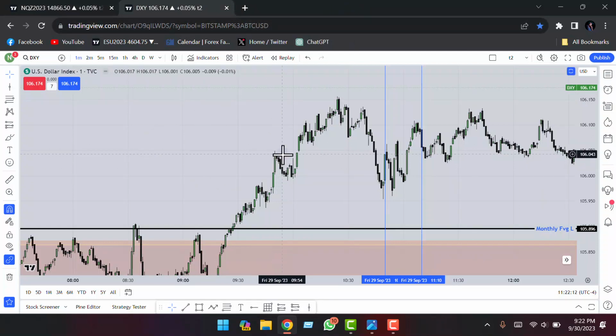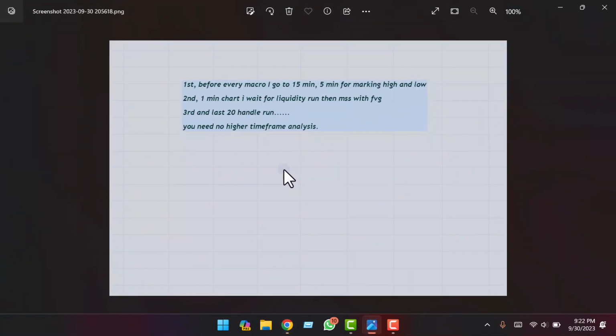Wait, before going over there, I would like to show you something. When the macro starts, before every macro, I first go to the 15-minute chart and mark the swing high and the swing low. As you will see from my rules, you have to mark your swing high above the current market price and your swing low below it. If I don't get something from the 15-minute, I try to find it on the 5-minute. If the rule doesn't match, I just skip that macro or that day as well.